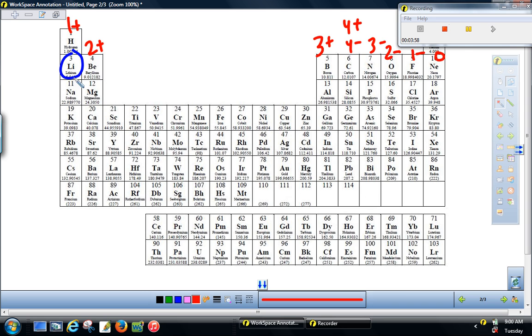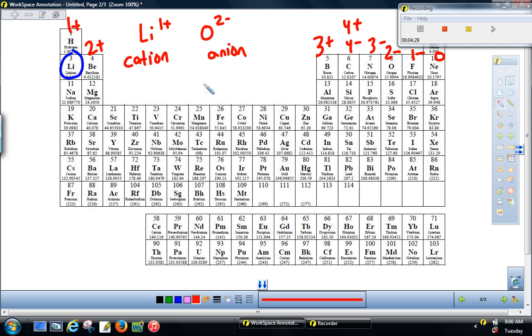So the question is, what happens if lithium links up with, let's say, oxygen? So let's do lithium and oxygen. Well, lithium wants to lose 1 electron, become +1. Oxygen wants to steal 2, and so we get, and another word for a positive ion is cation, and another word for a negative ion is an anion. So this lithium cation wants to form up with the oxygen anion.